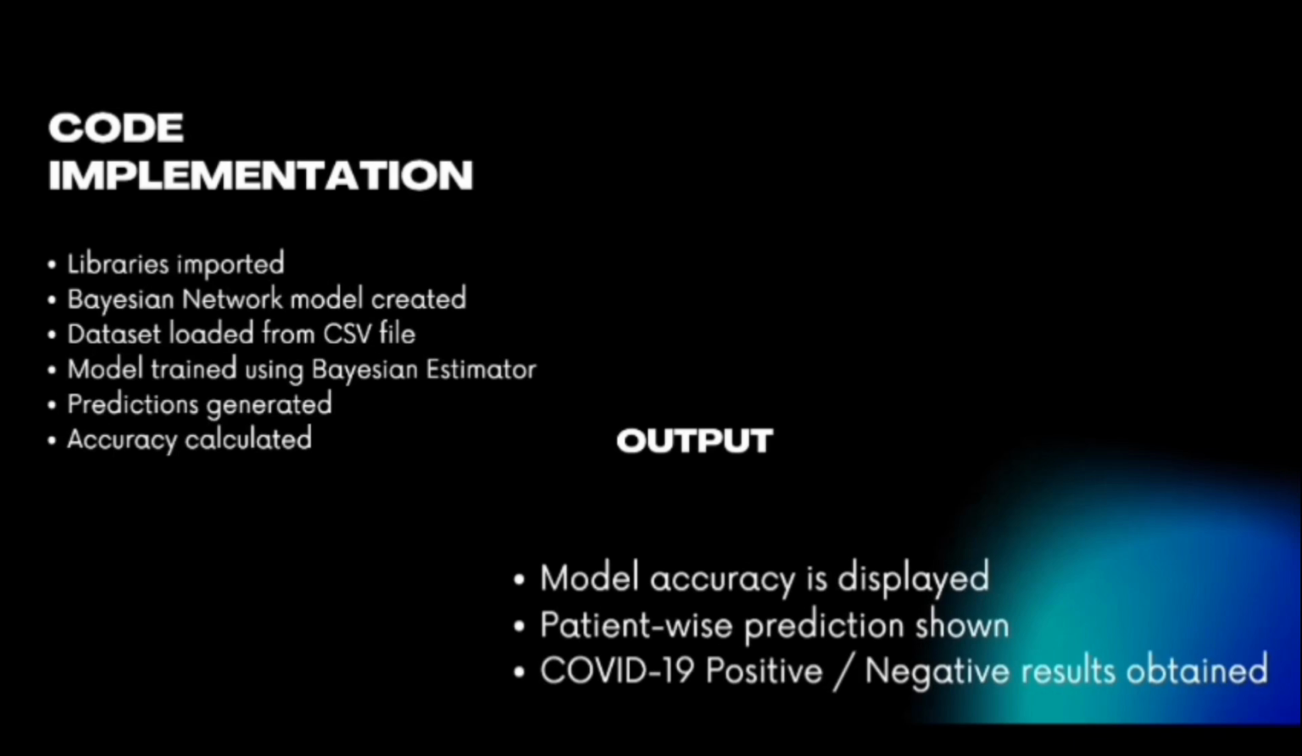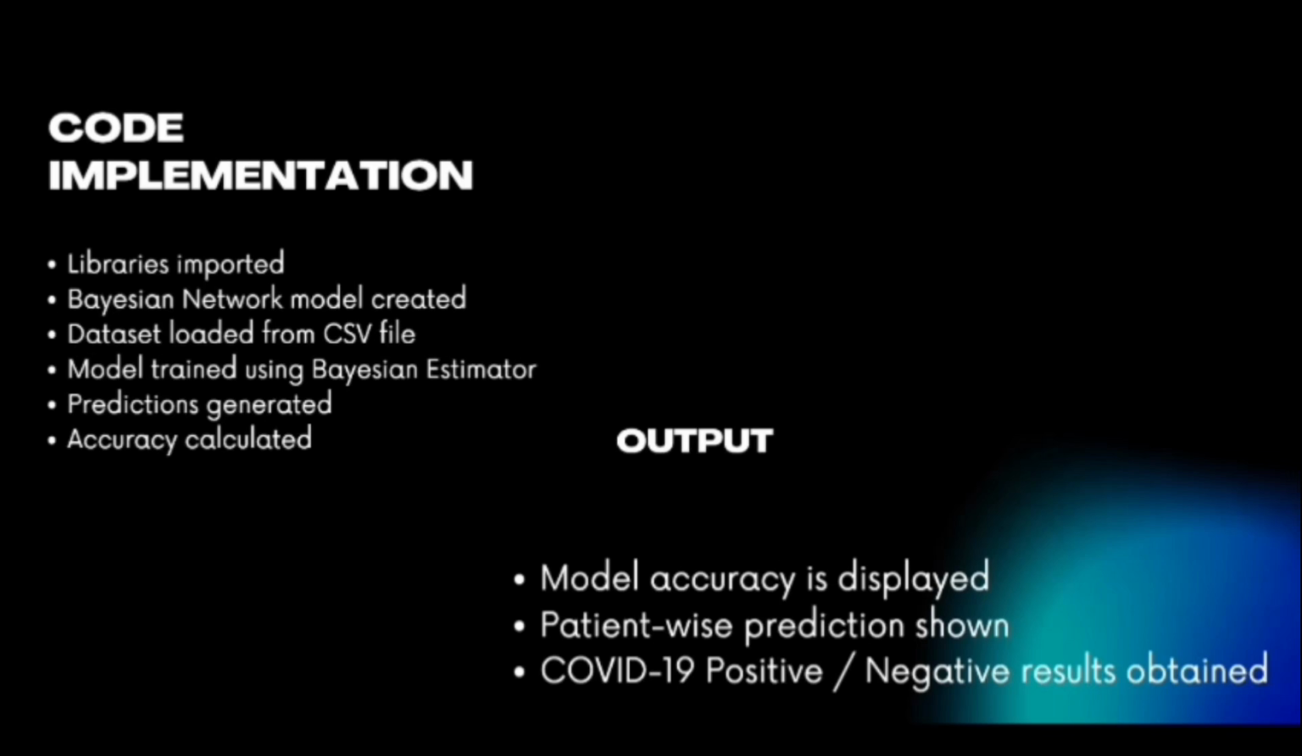Code implementation. First, we import the required libraries. Then, we create the Bayesian network model. The dataset is loaded from the CSV file. The model is trained using the Bayesian estimator. Next, predictions are generated. Finally, the accuracy is calculated.